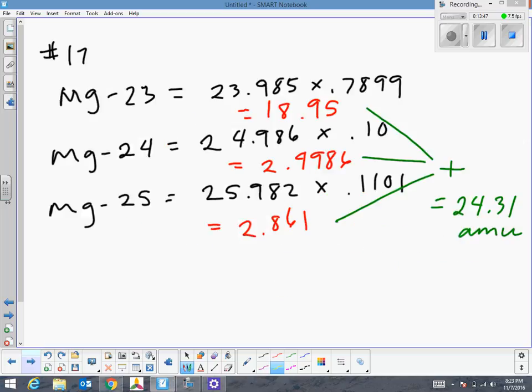And number 17, after calculating the atomic mass that each of these isotopes of magnesium contributes to the whole, we know that magnesium has an atomic mass of 24.31 AMU.